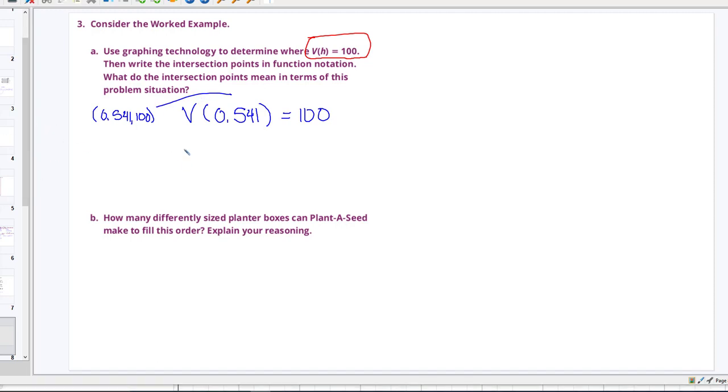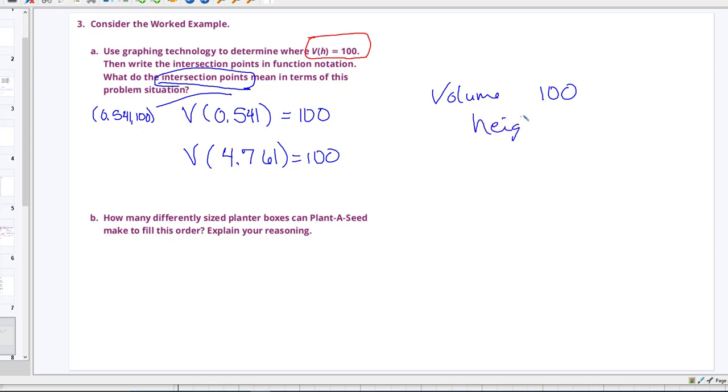And so for our next volume, we need to look at it for that 4.761 equals 100. So what do these intersection points mean? That's when the volume is 100, and that's going to be our height for when that happens.